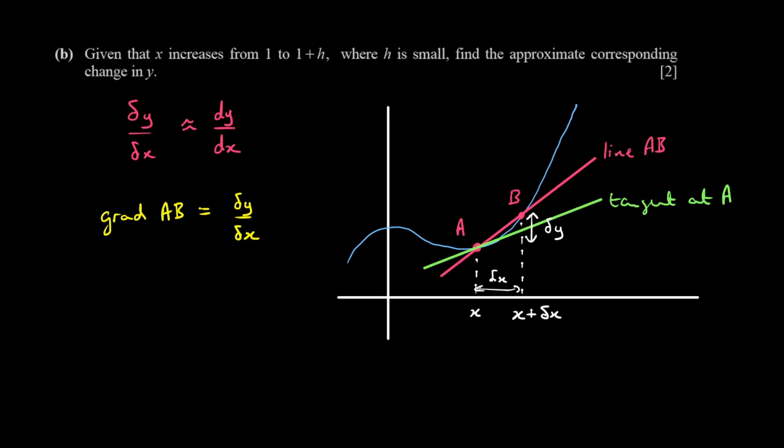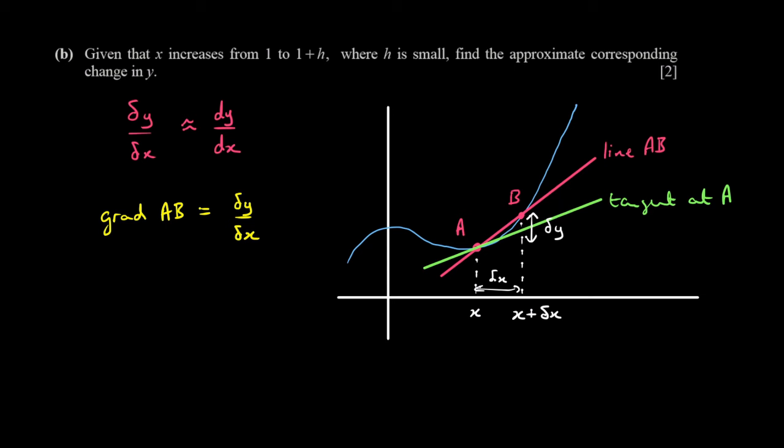Now, here is the key thing. If this delta x is small, in other words, if it's really, really tiny, such that the point B is really, really close to A, then the gradient of the red line is going to be the same as the gradient of the green line. Just imagine that in your head. Imagine bringing the point B really close to A. The gradient of that red line is basically going to become the same as the gradient of the green line.